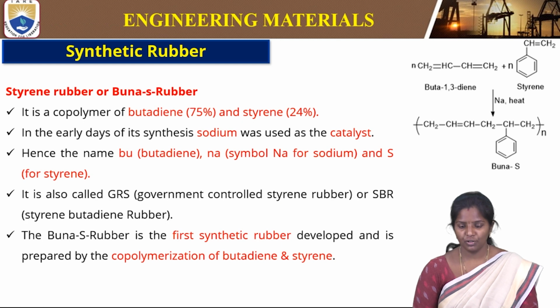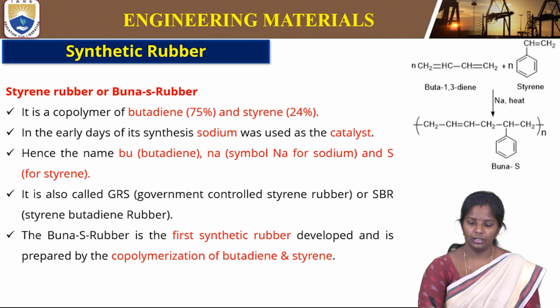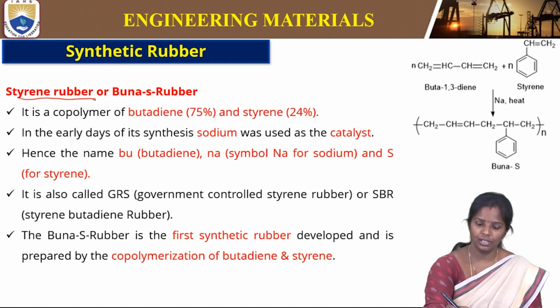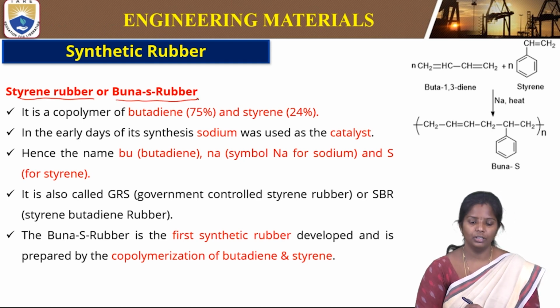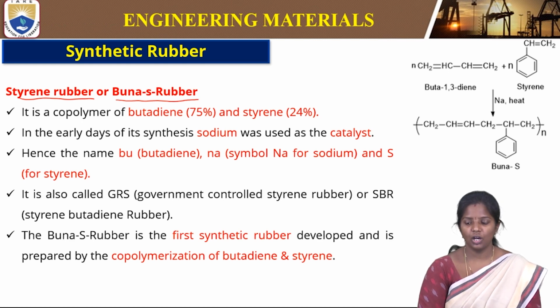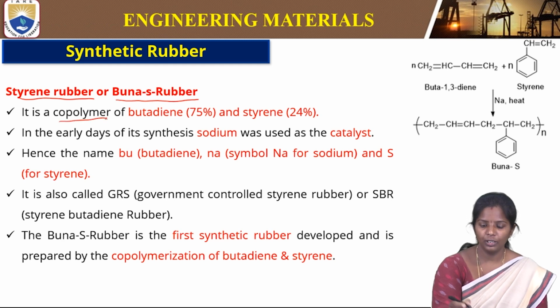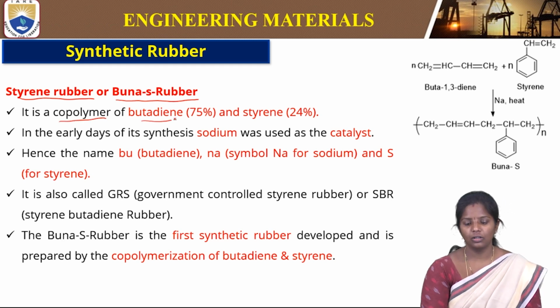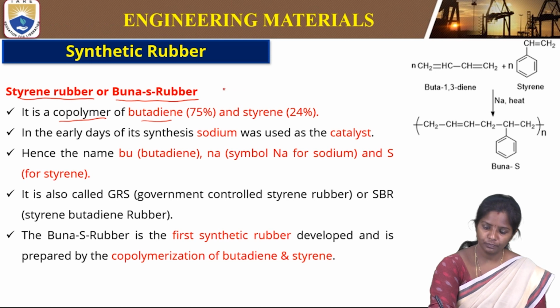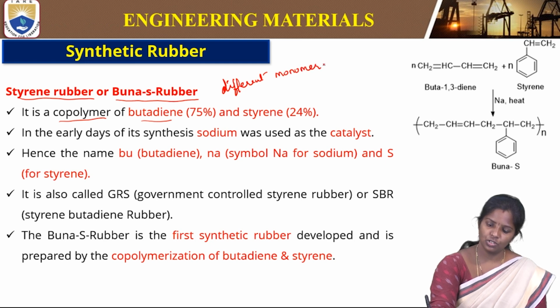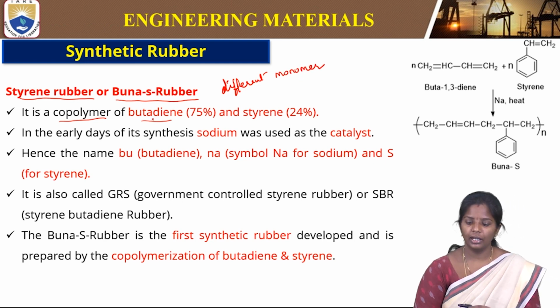Then there are different types of other rubbers, like synthetic rubbers. These are the examples: styrene rubber or Buna S rubber. This is the other name of styrene rubber. So how is it formed? It is a copolymer of butadiene, and different monomeric units are used. What are those? Butadiene and styrene.